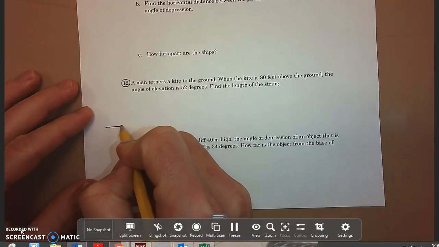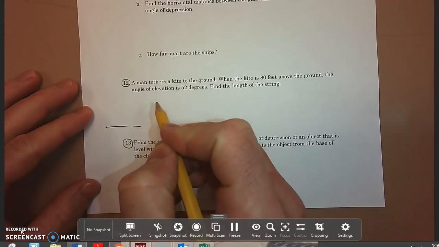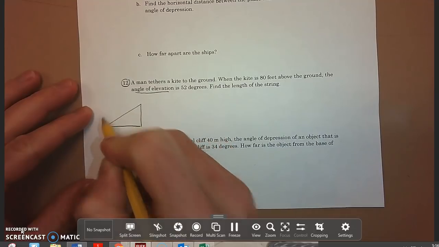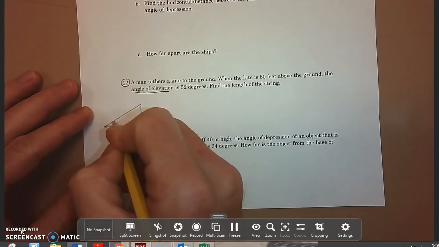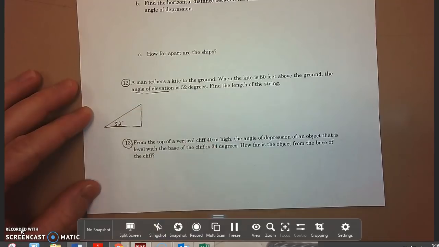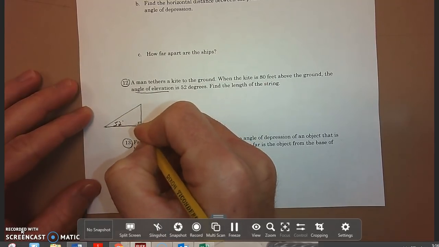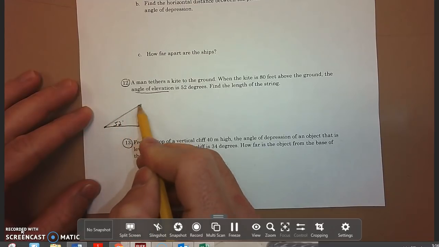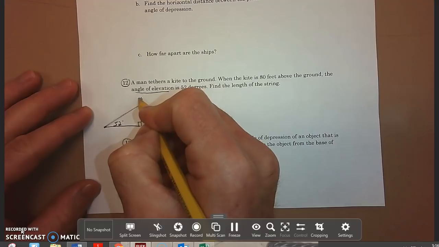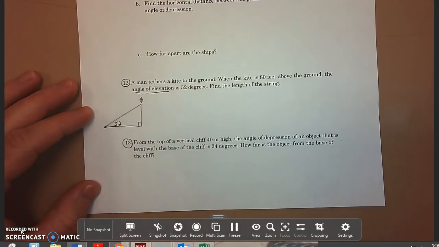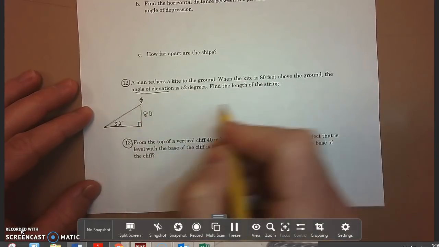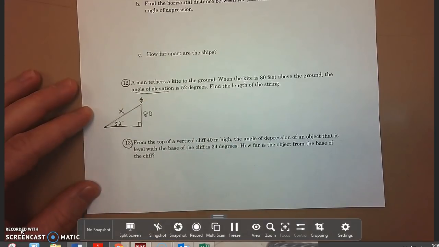So let's get a sketch here. Because it's an angle of elevation problem, I like to call this my angle of elevation triangle, and I'm going to put my angle of elevation right here. My angle of elevation is 52 degrees. My right angle would be here. This is where I'm tying the kite to the ground. This represents the kite string, and if you wanted, you could draw a little kite here to give you a better understanding of what's going on in the diagram. It says when the kite is 80 feet above the ground, we want to find the length of the string, so we'll put an x there.